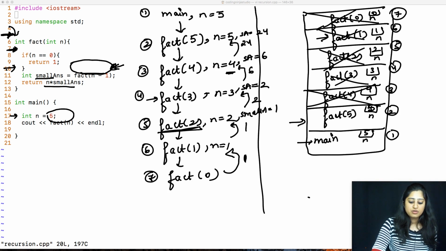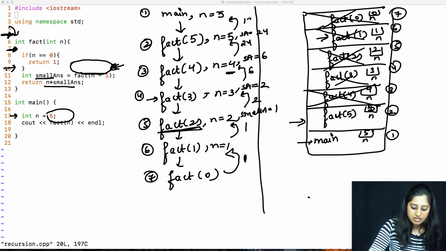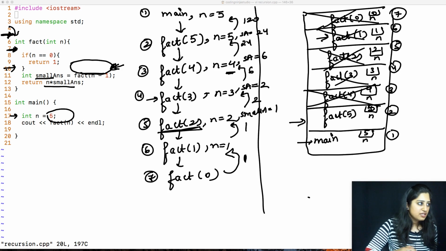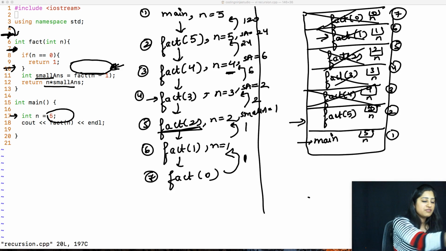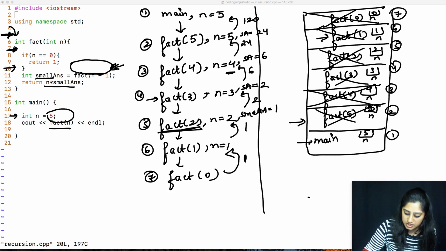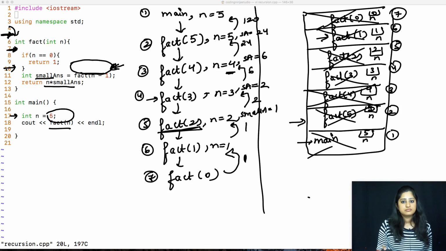So factorial of 5 will calculate its answer, that is 5 cross 24, which is 120, and now factorial 5 is going to return its result to main. Main was the function which called factorial 5, so factorial 5 returns its answer to main. At main, we just recovered our answer here and printed it. So I'll print the result, that is 120, and after printing the result, even main is gone.